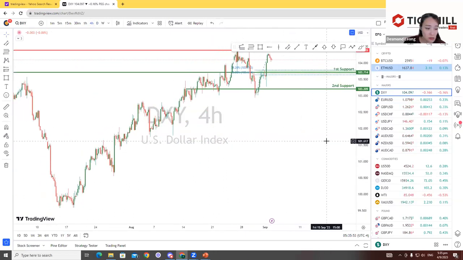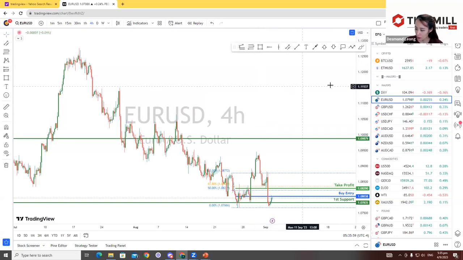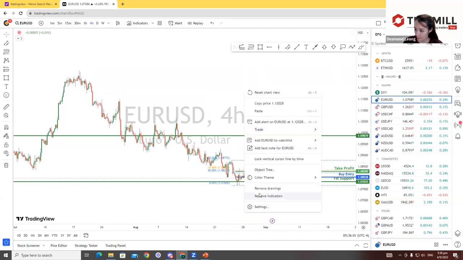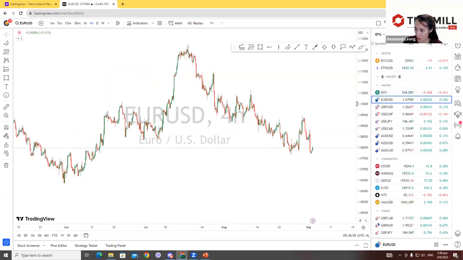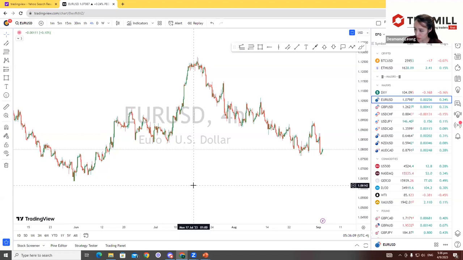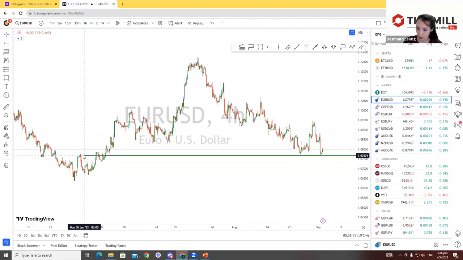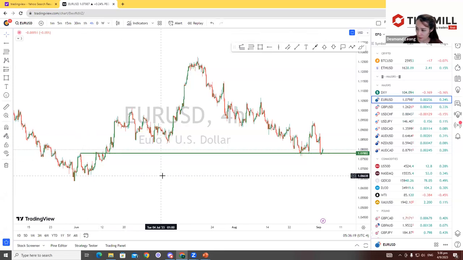Okay, let me look at EU. Euro dollar. What happened here? If you are in the Tickmill Trader Club, I think it sends analysis for you, not signals.